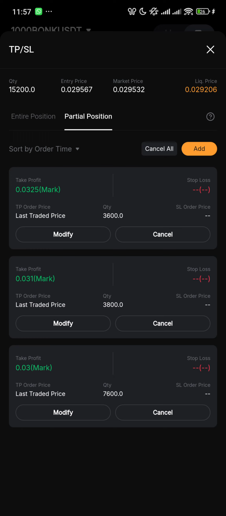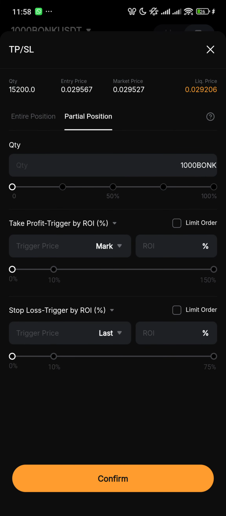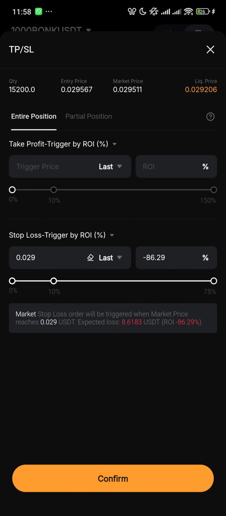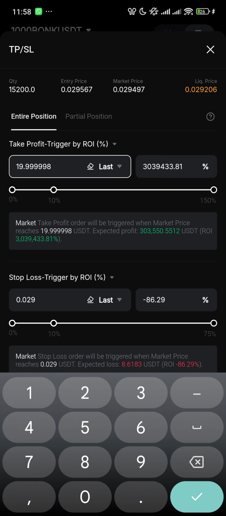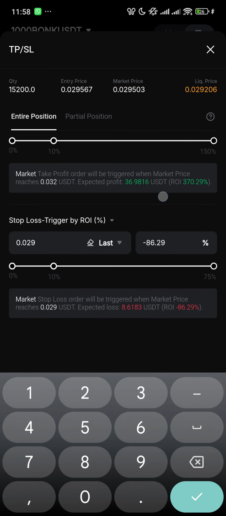So let me cancel all of this and go back to my initial take profits. My initial take profit is, sorry, trigger price 0.032. Yeah, so let's make $36 off of this trade instead of that.